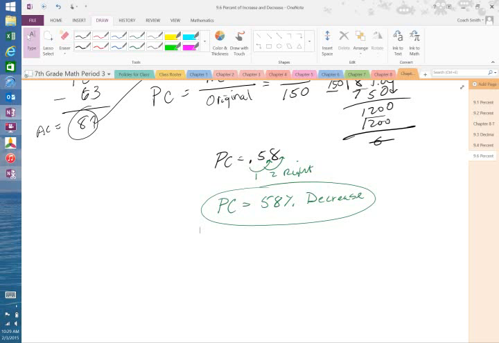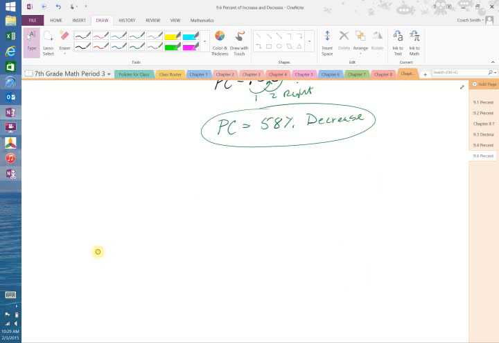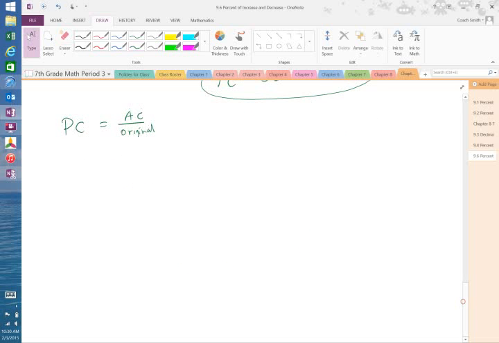Okay. This one's a little different. Well, all right. Let's think about our formula: percent of change is the amount of change over the original amount. So, in this problem, do we have the original amount? What is the original amount?